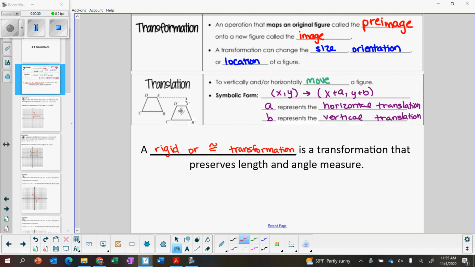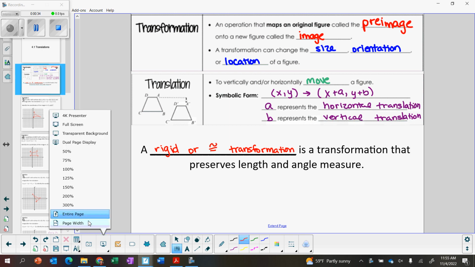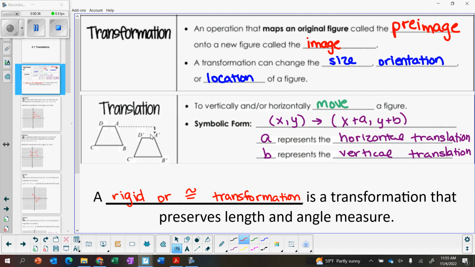And when we move this figure, I now actually have some apostrophes on them. And that actually stands for prime. So the pre-image will be the regular letters. The image will be our prime.